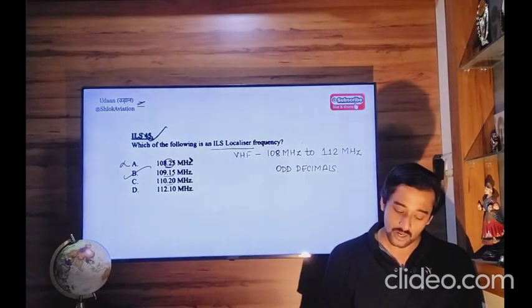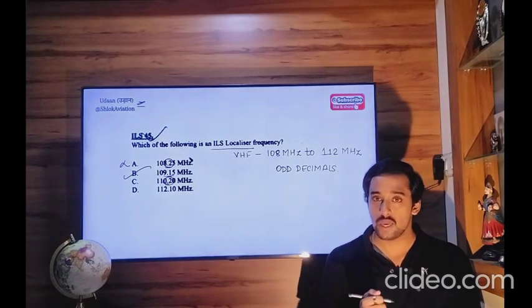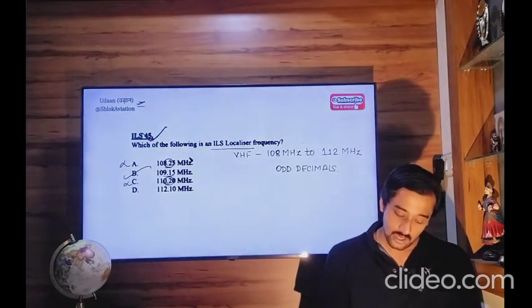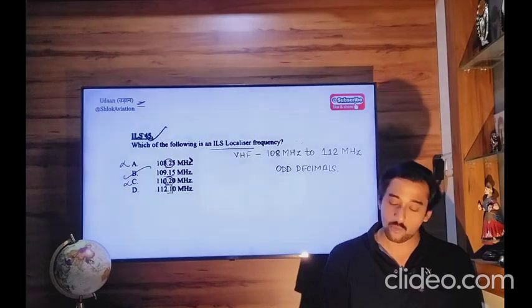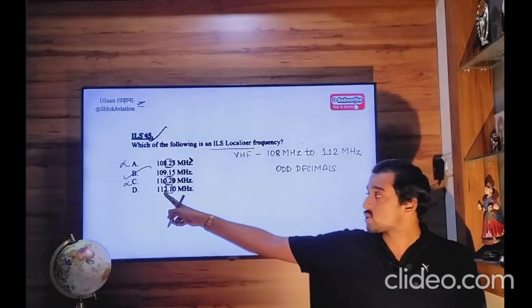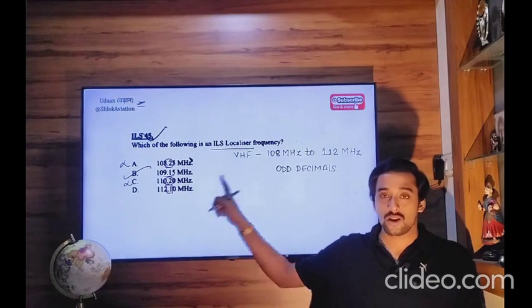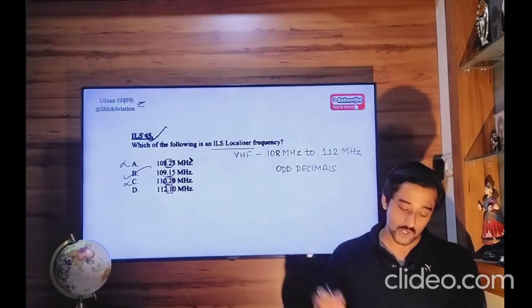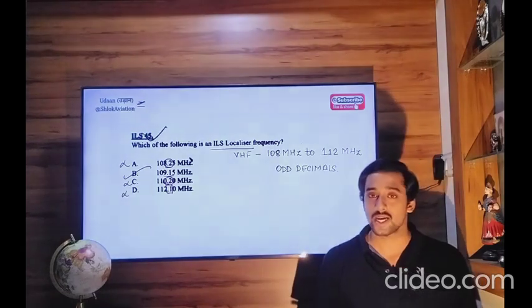Option C, again a .2, so even decimals are for VOR. Eliminate. Now this is an odd decimal, .1, but the frequency is 112.1. So 112.1 is more than 112, so we cannot consider this. So Delta is also eliminated.